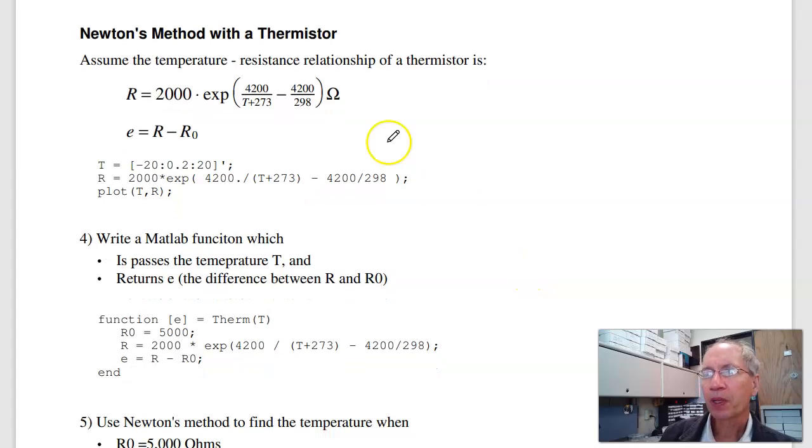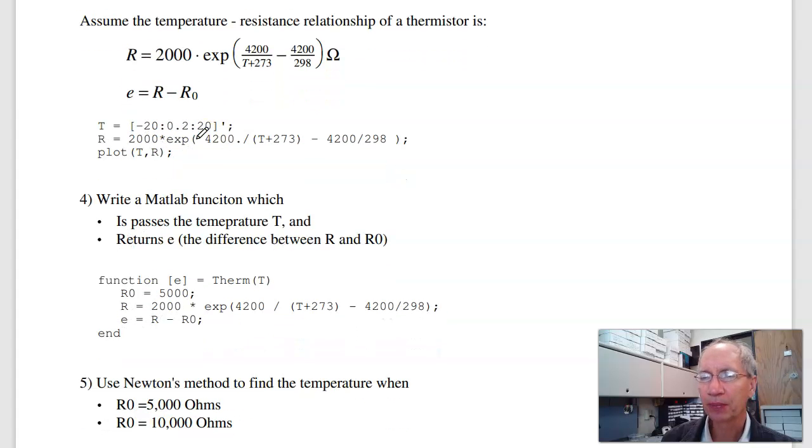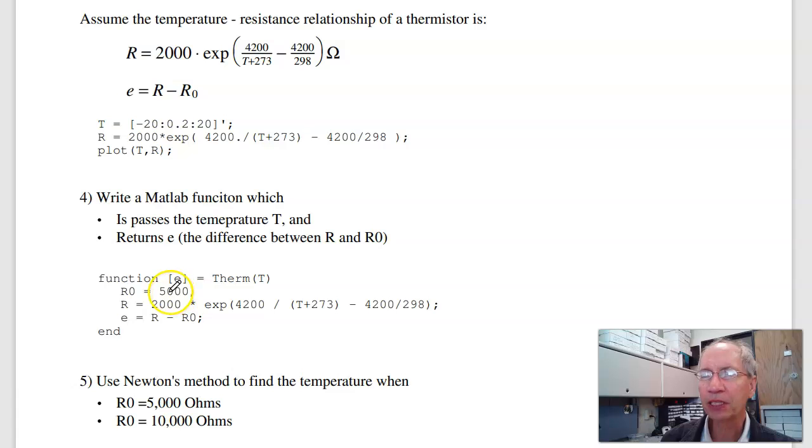Problem 4. Suppose I have a thermistor. This is the temperature versus resistance. Write a Matlab function where I pass the temperature T and it returns the error between the actual resistance and what I want it to be. So suppose I want to find out the temperature when the resistance is 5,000 ohms. I'm going to guess T. Given T, calculate the resistance, that's this equation converted to Matlab, then return the difference.